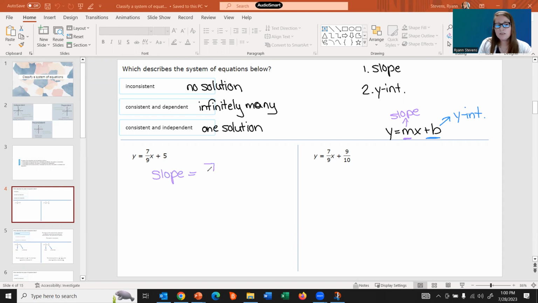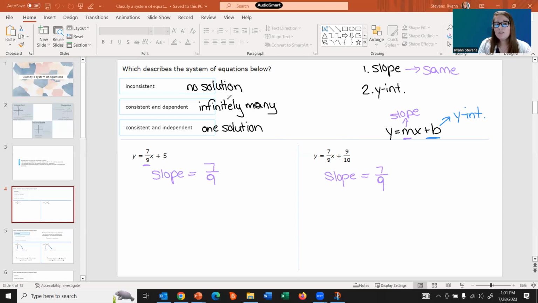Our slope of this line is going to be 7/9. It's the number in front of x. Now we can check the second equation, which is y equals 7/9 x plus 9/10. So our slope is also going to be 7/9. And so we can say that the slopes of these equations are the same.